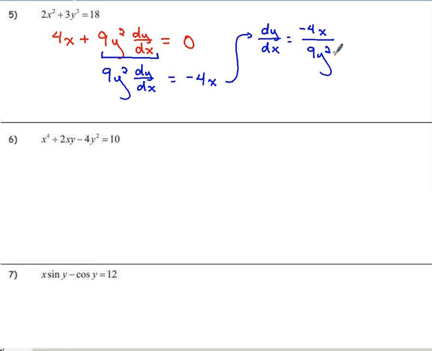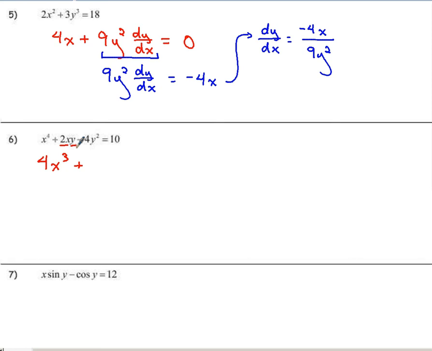Number 6, same idea. Start with the x to the 4th, derivative of x to the 4th, 4x cubed. Plus, got a 2x times a y here. It's a product. So you see that little xy combination, two variables, got to use the product rule. As far as the 2 is concerned, just let the 2 be attached to the x as the first piece.